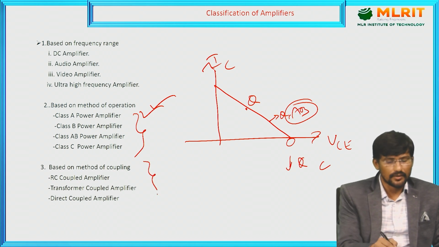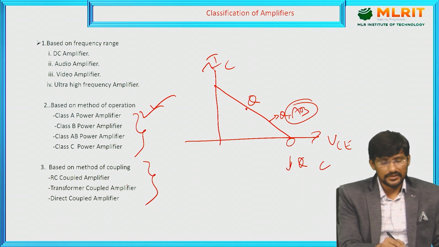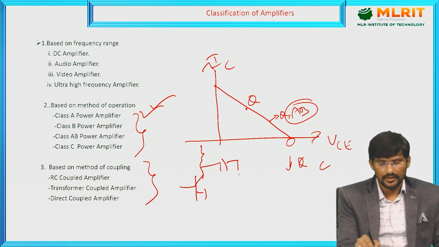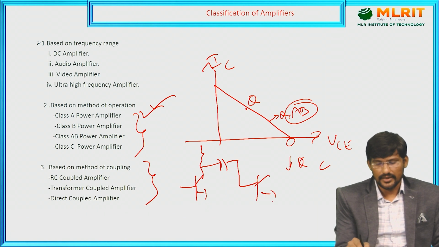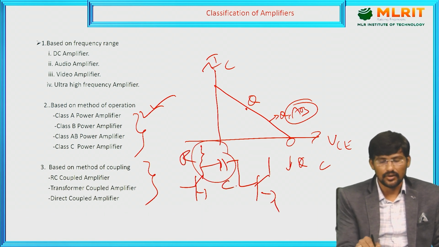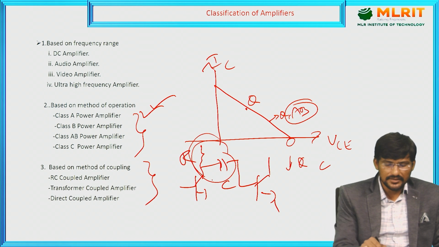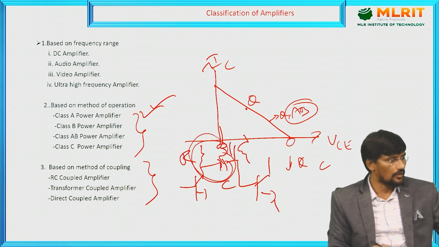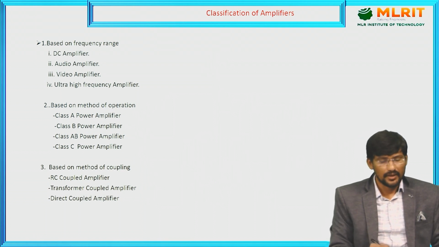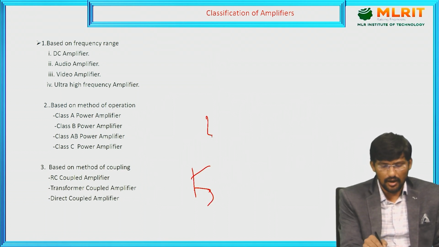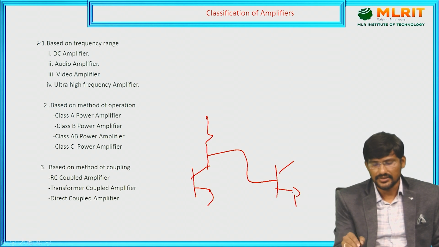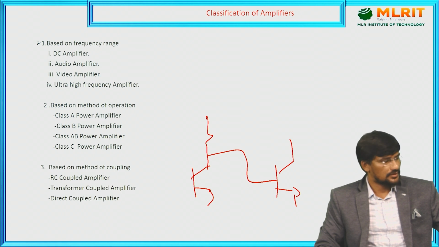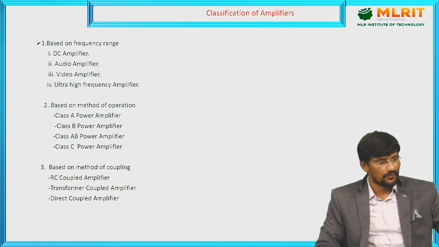And next, based on the method of coupling. This is related to multi-stage amplifiers. The first stage is connected to the second stage through a resistor and capacitor combination; then it is called RC coupling. Instead of this RC, if you use a transformer, then it is called transformer coupling. Instead of that, if you directly connect the output of the first stage to the second stage, then it is called a direct coupled amplifier. We will discuss these amplifiers in the first chapter itself: RC coupled, transformer coupled and direct coupled amplifiers.